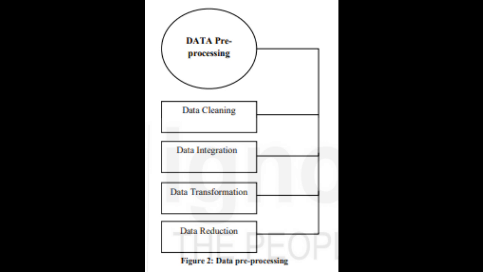3.3 Data preprocessing. Preprocessing is the process of taking raw data and turning it into information that may be used. Data cleaning, data integration, data reduction, data transformation, and data discretization are the main phases of data preprocessing. See Figure 2, look at the screen.